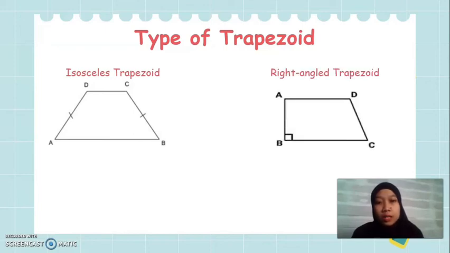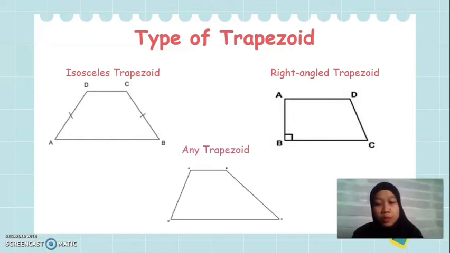Second, rectangle trapezoid. A rectangle trapezoid is a type of trapezoid that has two right angles. This trapezoid has no pole symmetry and only one rotational symmetry. Third is any trapezoid. Any trapezoid is a trapezoid where all four sides are not the same length and do not have right angles. This trapezoid has no pole symmetry and only one rotational symmetry.